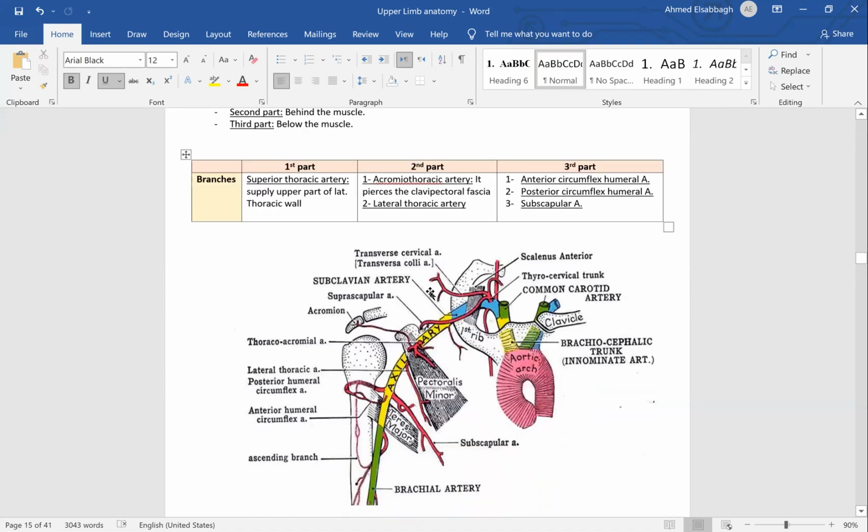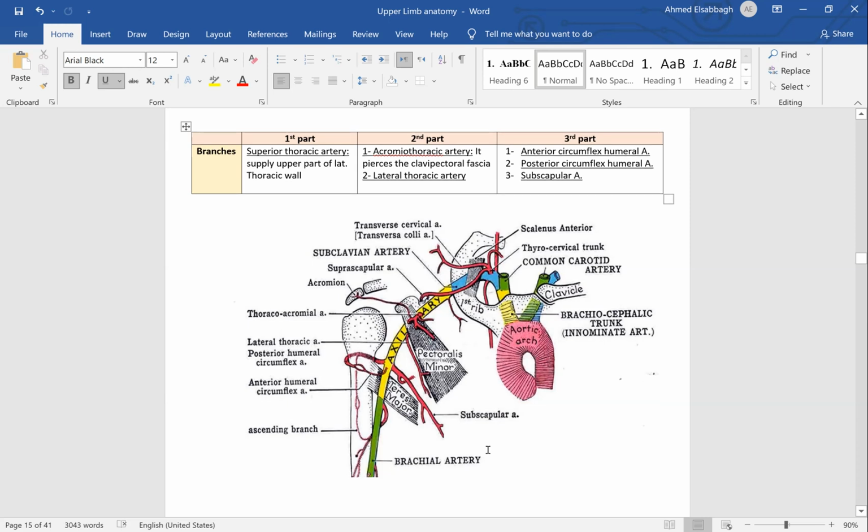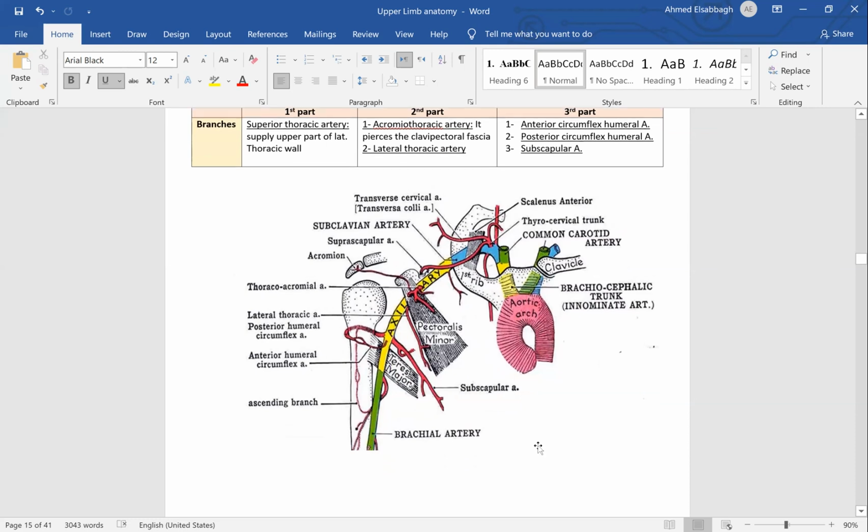The first part gives a single branch, which is called the superior thoracic artery. The second part gives two branches, which are called the acromiothoracic and the lateral thoracic arteries. The third part gives three branches, which are called the anterior and posterior circumflex humeral arteries and the subscapular artery. These are the branches of the axillary artery, just for enumeration.